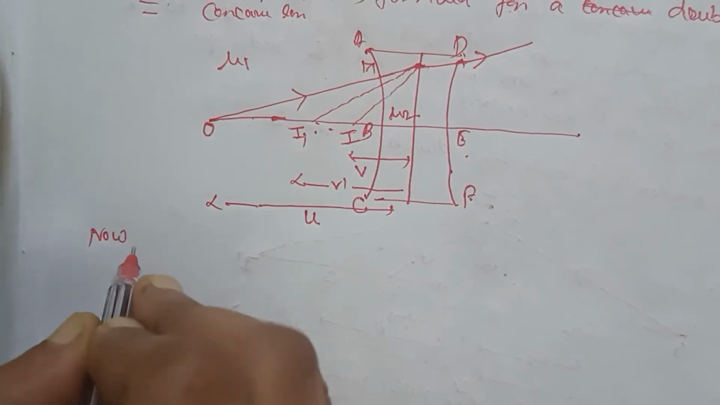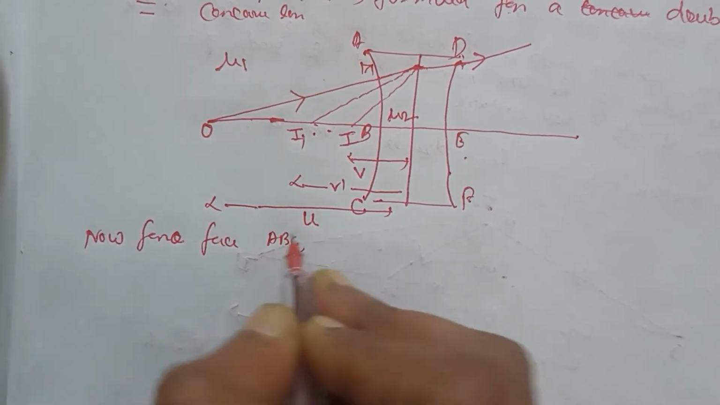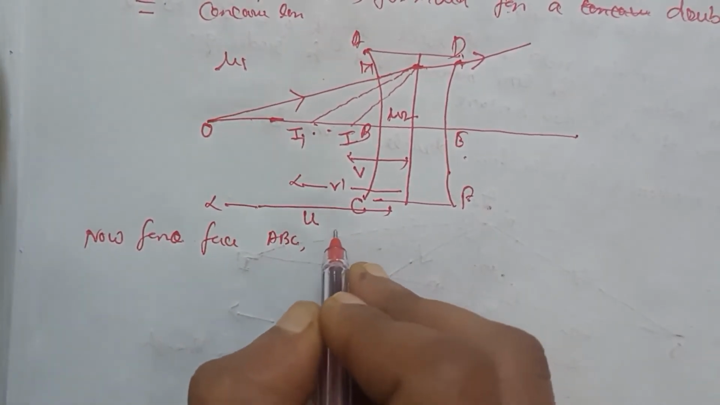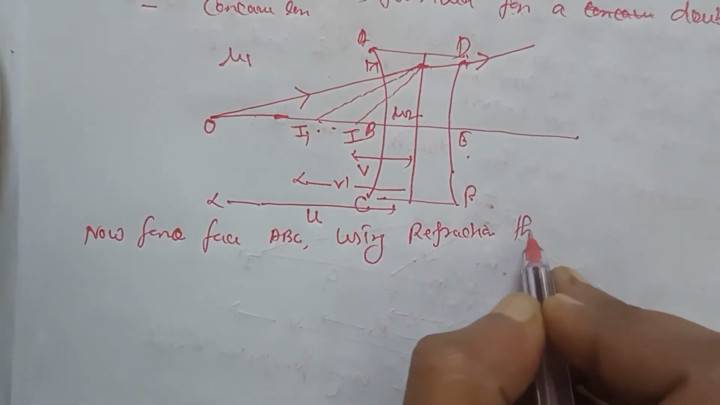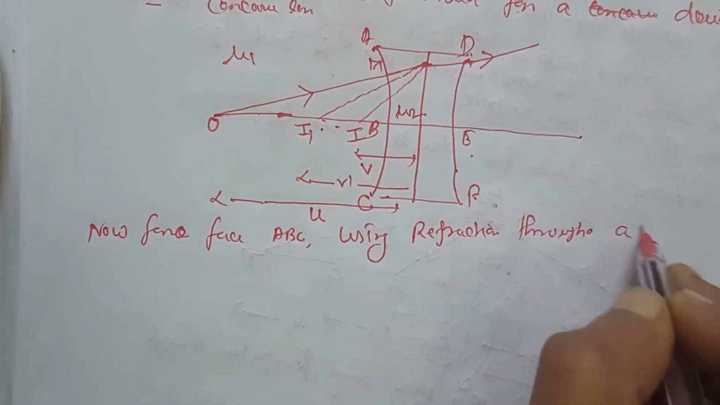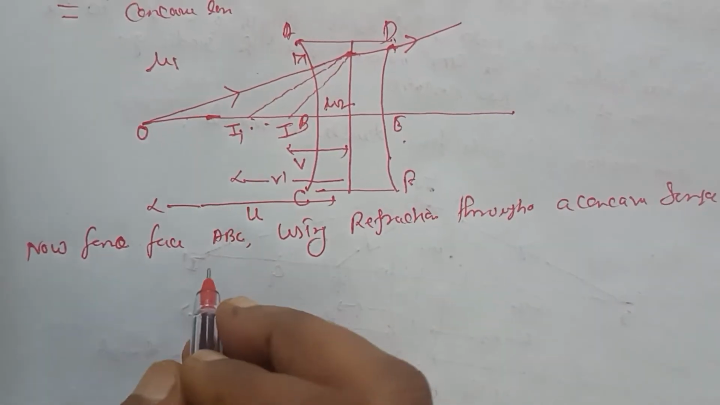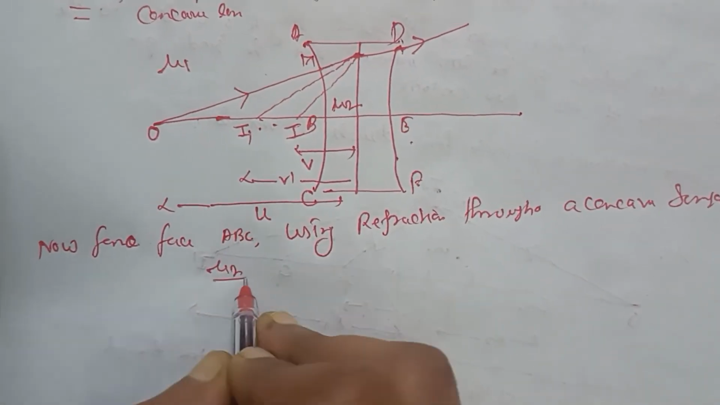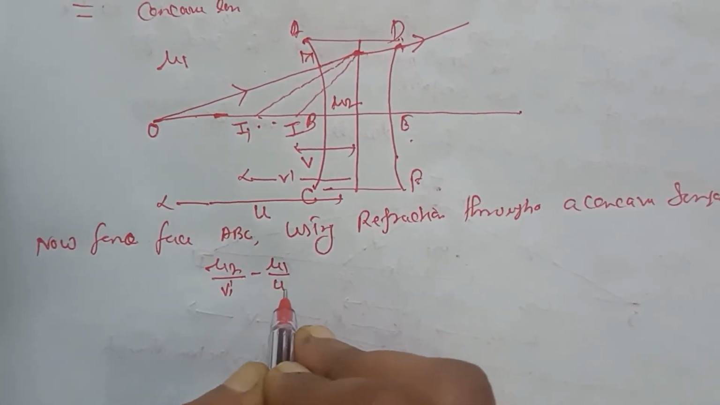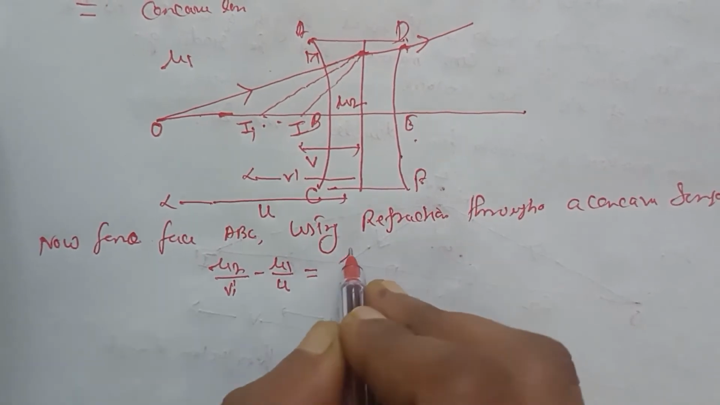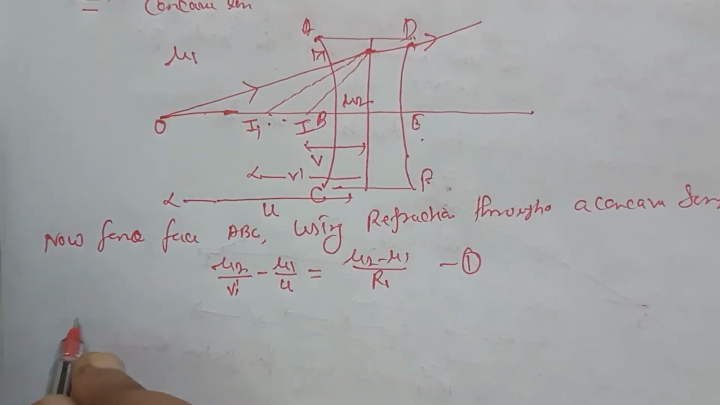Now for face A, B, C, using refraction through a concave surface, the formula is mu2 divided by v dash minus mu1 divided by u equals mu2 minus mu1 divided by radius of curvature R1, for face A, B, C.